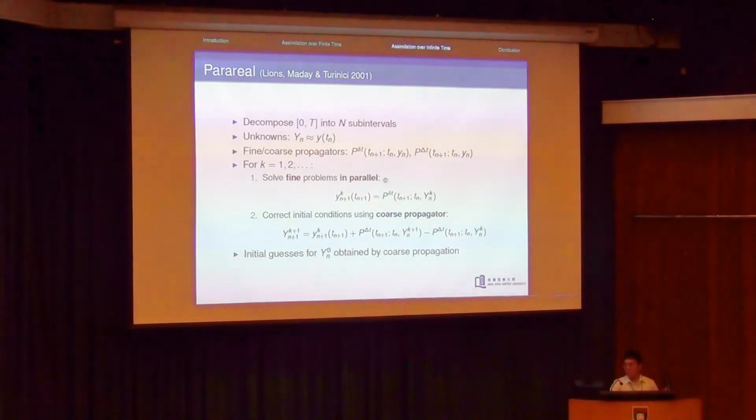And then you basically chop up your integration interval into several subintervals. You assume some initial conditions for each of the subintervals. You integrate using your fine integrator. And then you try to correct these initial conditions using the cheap one. Okay, and you can interpret this as some sort of approximate Newton method for solving for the initial conditions.